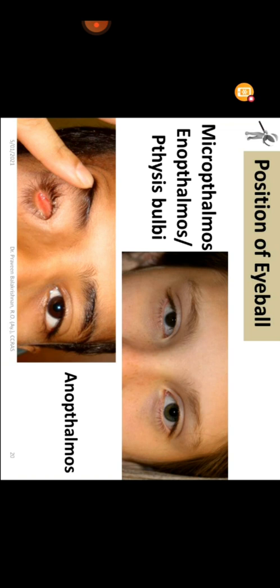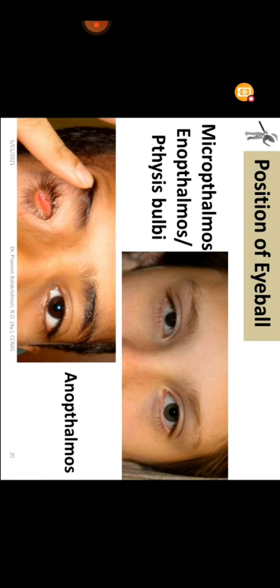Microphthalmos is a condition where the eyeball itself is genetically small. Enophthalmos is a condition where the eyeball has gone inside due to some external factors. And phthisis bulbi is a condition where the eyeball has shrunken due to degenerative conditions. So in all these three cases, the position of the eye gets inside the orbit. This is what we call microphthalmos, enophthalmos, or phthisis bulbi, depending on the condition.